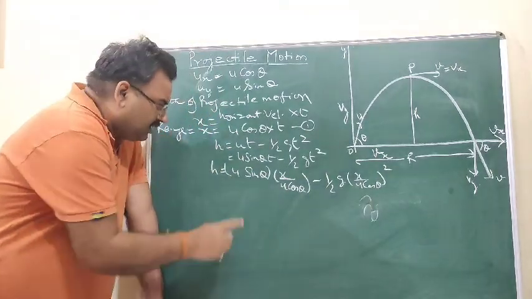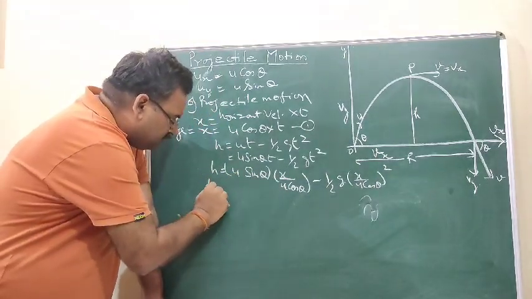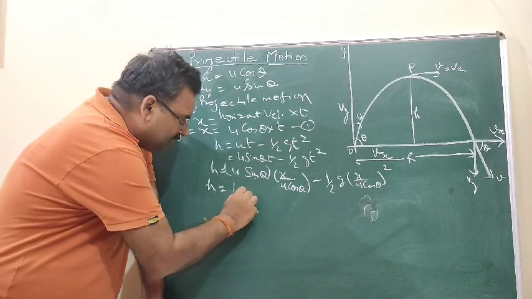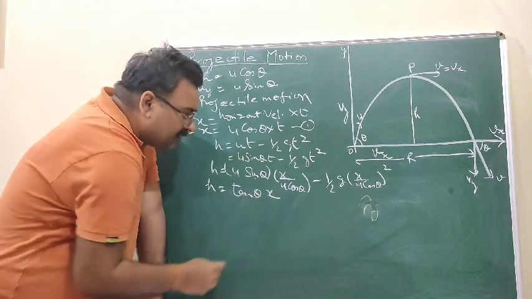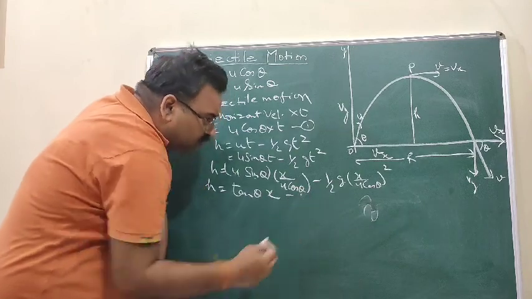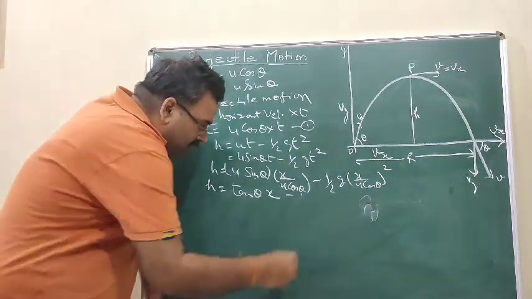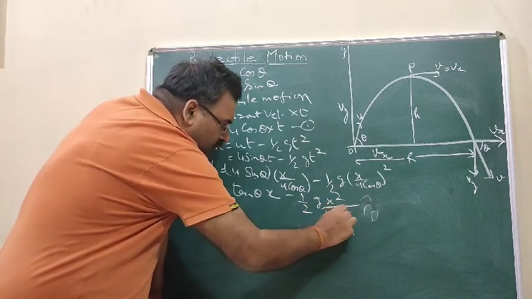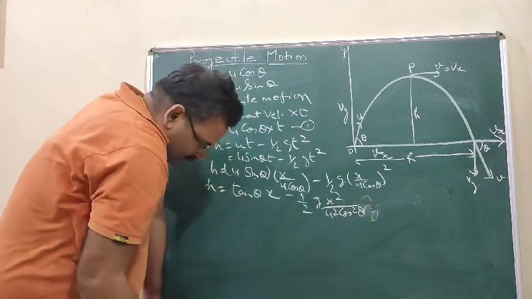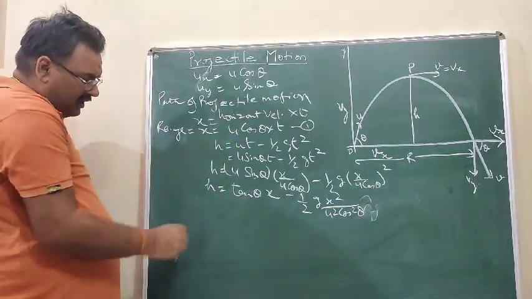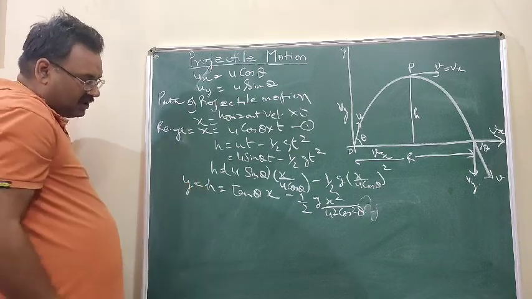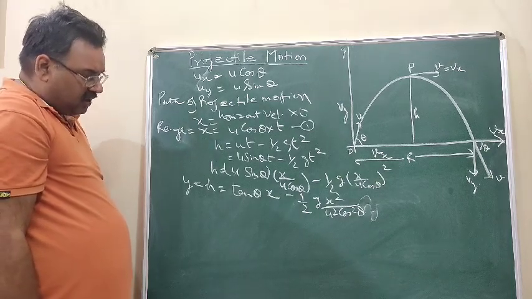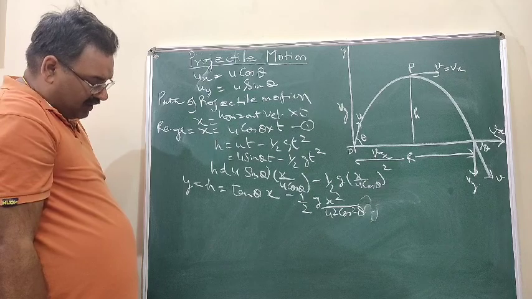Now u and u cancel out. Sin theta upon cos theta is tan theta, so tan theta into x, minus 1 by 2 g x square upon u square cos square theta. So what do we get now? h can be replaced by y, so y is equal to tan theta into x minus half g upon u square cos square theta into x square.